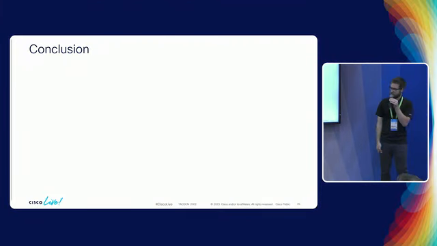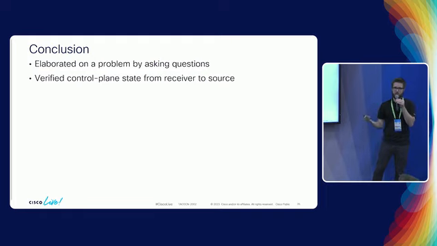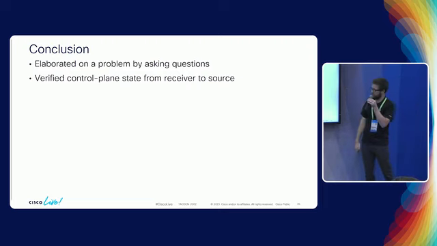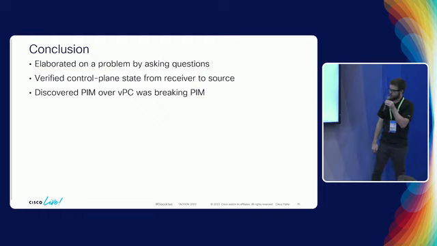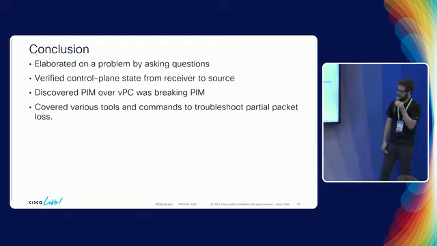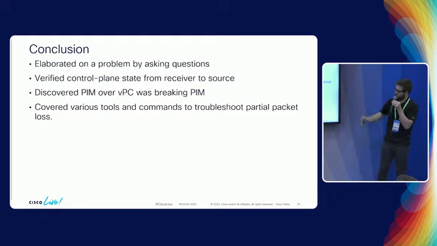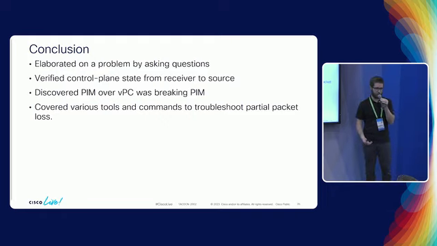So, all right, that's it. Just a summary of what we went over. We went over the questions I would ask to understand a problem better, and then how I would start troubleshooting the issue. In this case, starting from the receiver to the source, making sure control plane state is working. From there, we discovered that an unsupported topology was being used and fixed that. We were still having issues with partial packet loss. So we went over some various tools and commands to troubleshoot that further and isolate it.